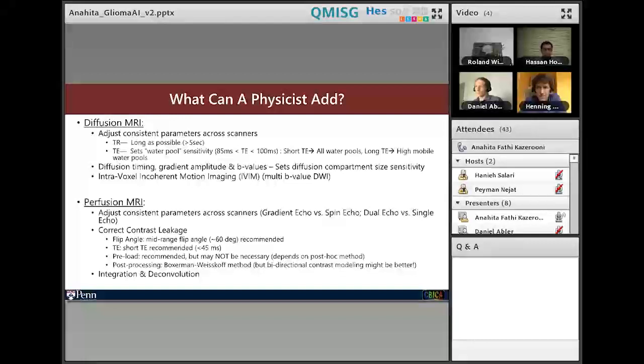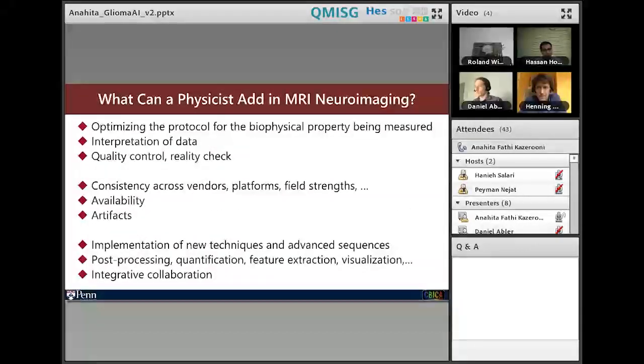For perfusion MRI, again, parameters could be set up to be consistent, whether it is gradient echo, spin echo, dual echo, or single echo. It is very important for perfusion MRI quantification that the contrast leakage is accounted for, which can be done by adjusting the protocol or using post-processing methods. And finally, the quantification steps, including the integration and deconvolution, should also be optimized.